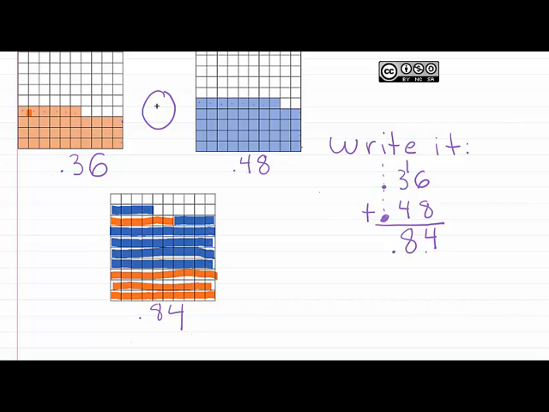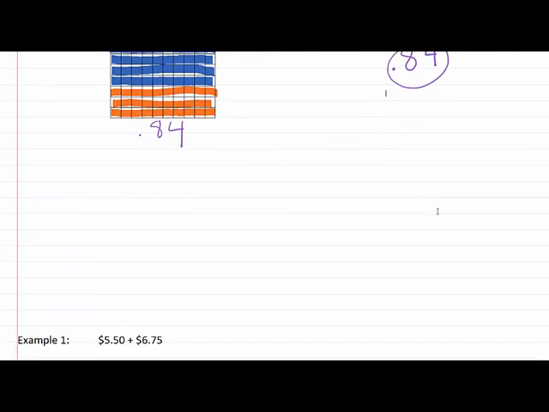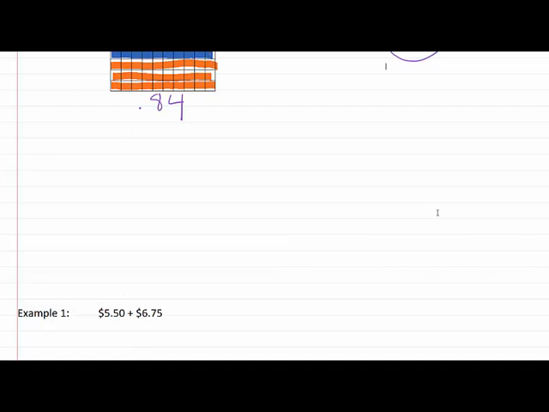So you can see that we got the same answer by writing it out as we did by drawing the picture. That's a good double check so that we know that our picture is accurate and our math is accurate, because we're getting the same thing both ways. So now I'm just going to go ahead and write down our steps for adding decimals so that we can make a note of this and remember it when we do other problems.